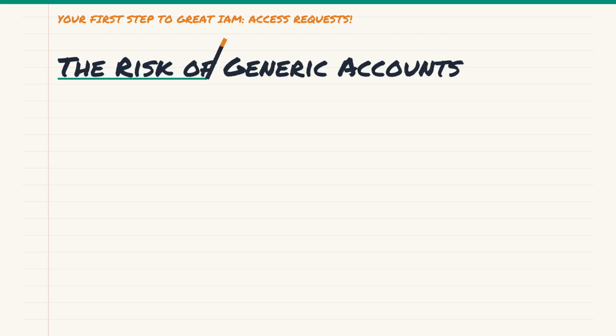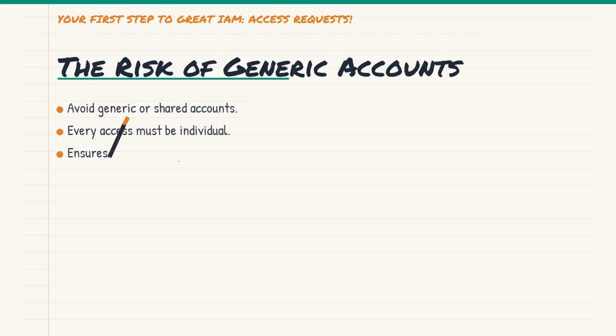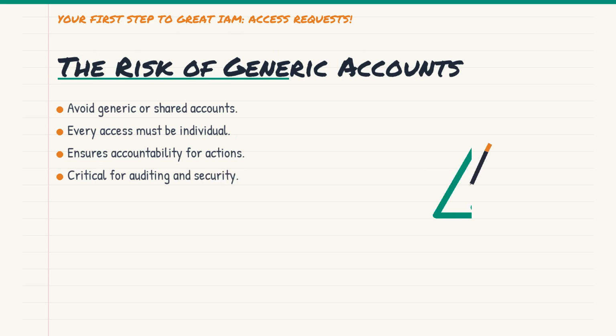Sometimes, to speed things up, people might request a generic account, like support_admin that multiple people use. This is a big no-no for security. How do you know who did what when? Generic accounts make it impossible to track activity and hold people accountable. Each request should be tied to a unique individual. It's like sharing a single key for your whole house. It's way easier to lose track of who's coming and going.